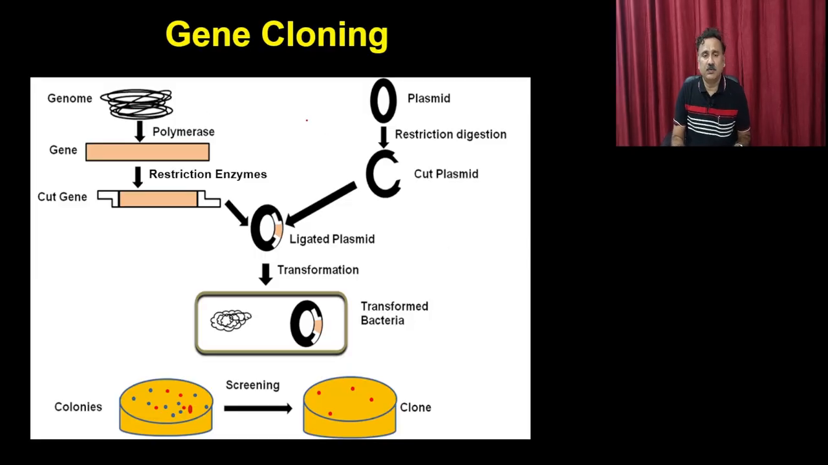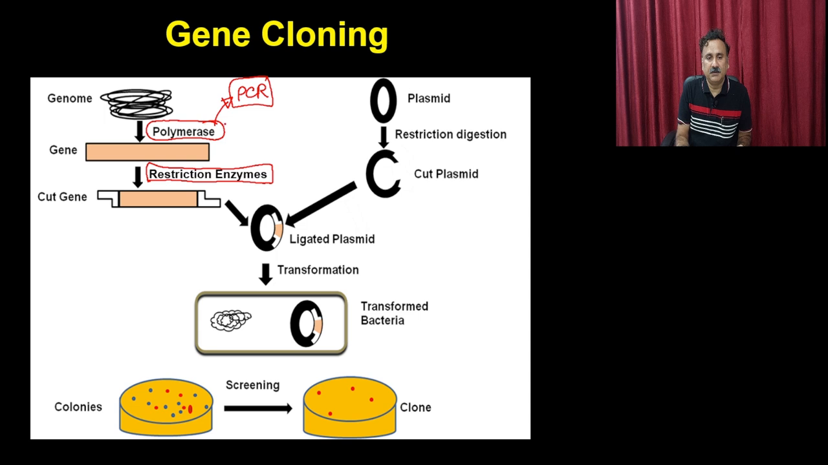Now, what you see here is a general overview of how you can perform gene cloning so that you can generate the recombinant DNA. In this scheme, the first enzyme we are using is a polymerase, right? We have already discussed that you are going to perform the PCR with the help of the polymerase. Then the amplified product you get is going to be digested with the help of the restriction enzymes, right?